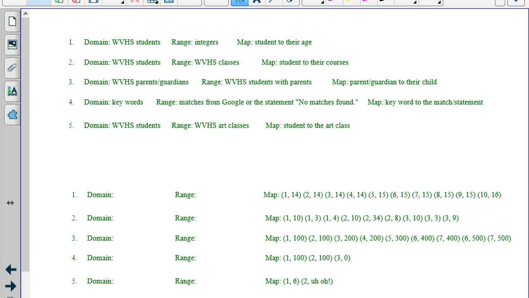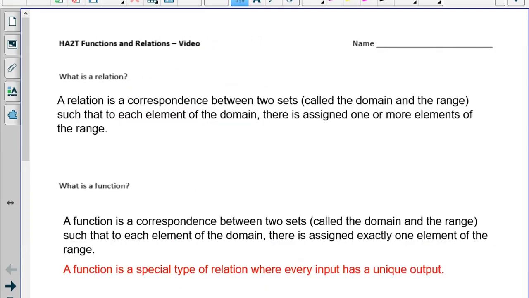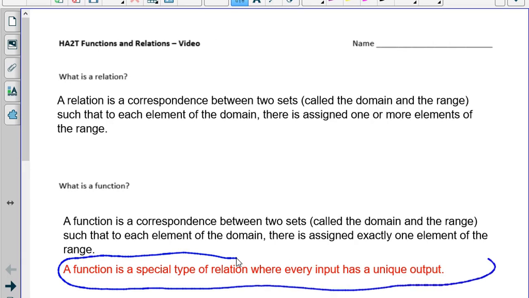The domain, Wabansie Valley High School students, and the range are integers. We're going to assign a map of the student to their age. So the question is, if we take a look at these sorts of things, a function is a special type of relation. So that means if you have a function, you are guaranteed to have a relation. But in this particular case, we have to decide, do we have a relation?